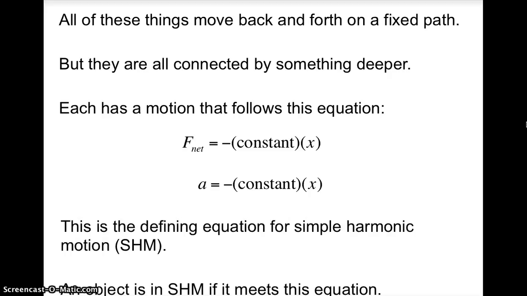This is the defining equation for simple harmonic motion, and whenever an object is meeting this equation, it is in simple harmonic motion. Now, of all of the examples that I showed you, the simplest one is actually just a spring oscillating back and forth. Simple harmonic motion is what you have whenever this equation is true. Whenever the net force, in fact, is equal to negative a constant times displacement. Here's Hooke's law again.